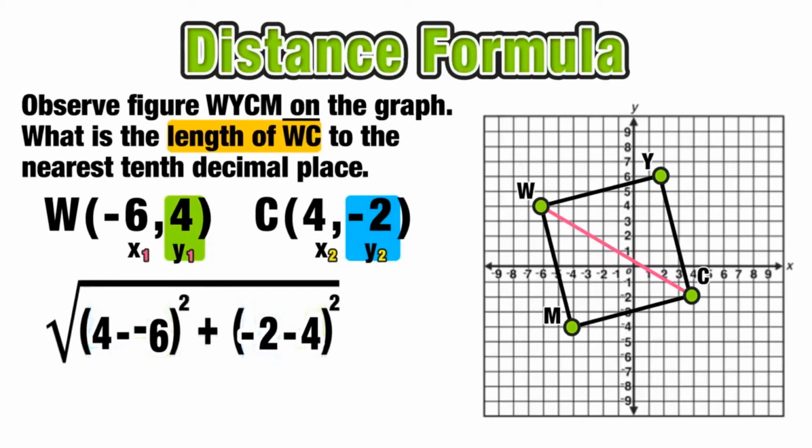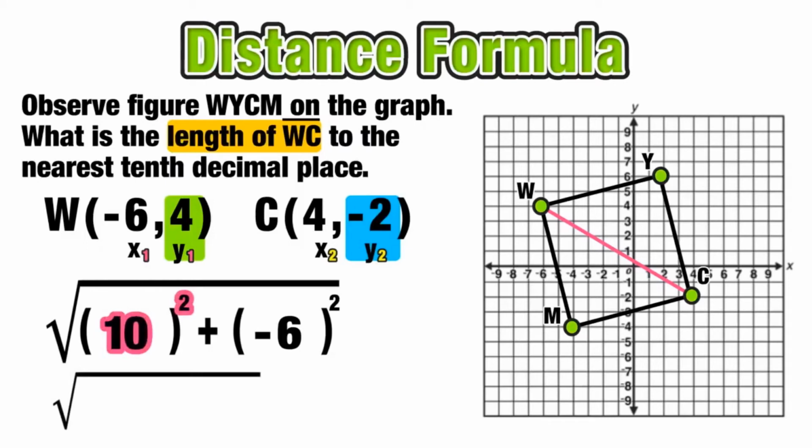So now we can continue to evaluate 4 minus negative 6. The double negative becomes a positive, so 4 plus 6 equals 10. And on the right side of parentheses, negative 2 minus 4 is equal to negative 6. Now the exponents, 10 squared is equal to 100, plus negative 6 squared is equal to positive 36. And 100 plus 36 is equal to 136.